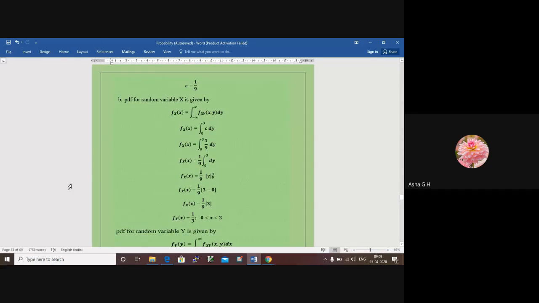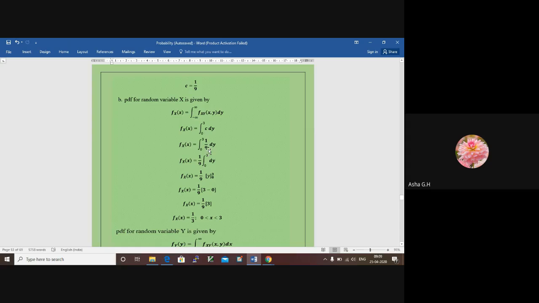I'll just quickly explain. I know you already know this, but minus infinity to plus infinity. Now we are finding out the distribution for X. So what we do is, this is the range for Y. In our case, both are the same, so 0 to 3. With respect to Y, we have to integrate it. So integrate it, substitute the values.